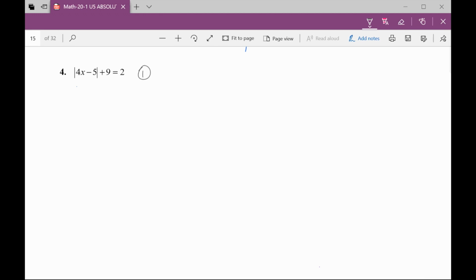So let's cleverly call it case 1, in which 4x minus 5 is inherently positive, and so 4x minus 5 plus 9 equals 2. And then let's think about the second case, in which the 4x minus 5 turns out to be negative, but the absolute value turns it into a positive. So negative of 4x minus 5, plus 9, equals 2. In the first case, we've got 4x minus 5 plus 9 equals 2.